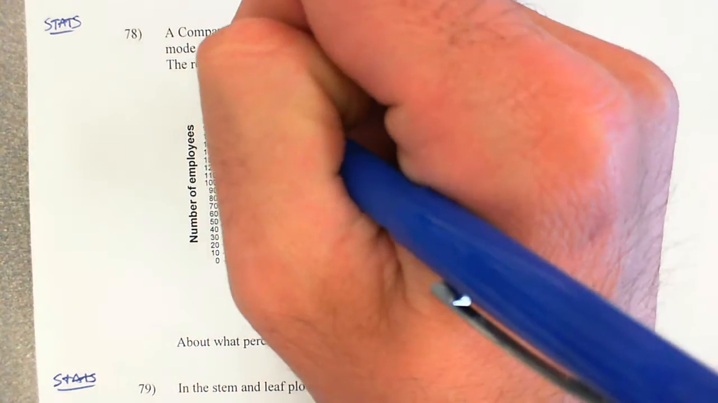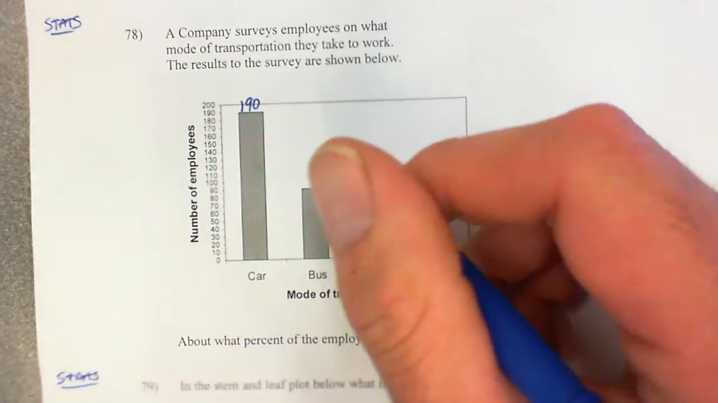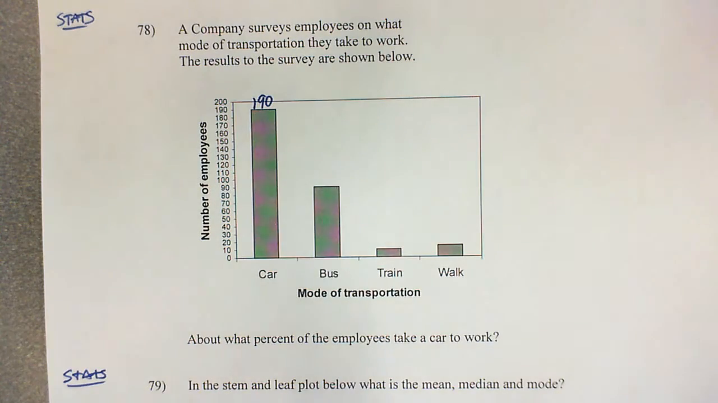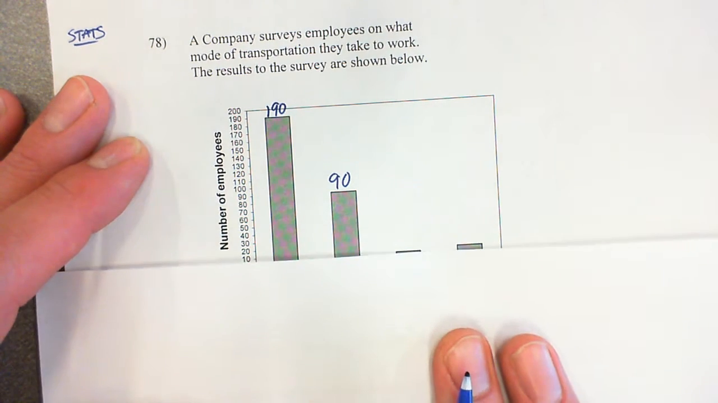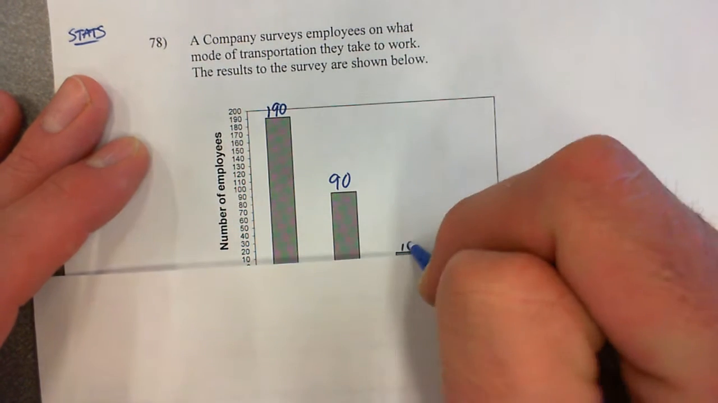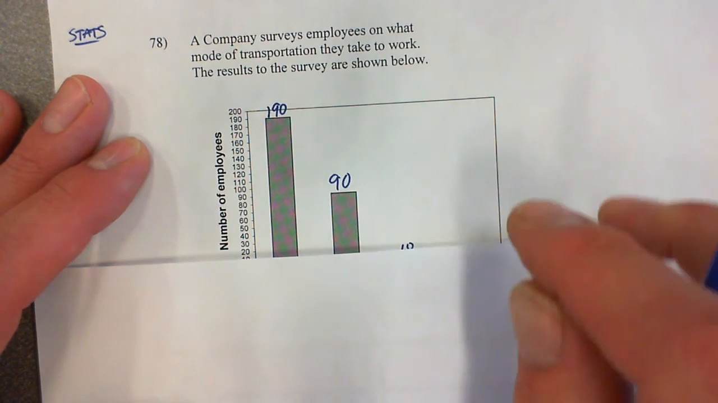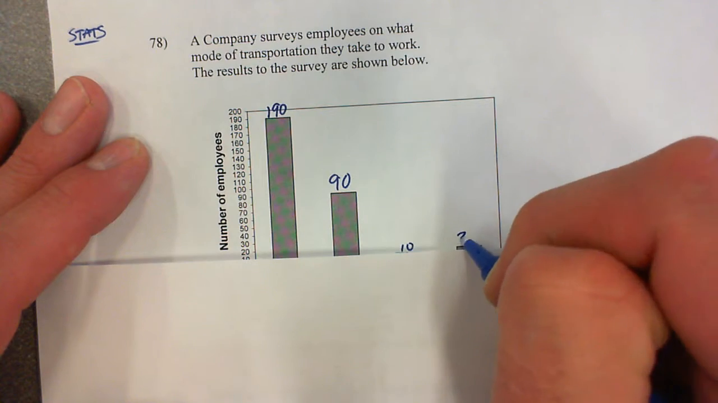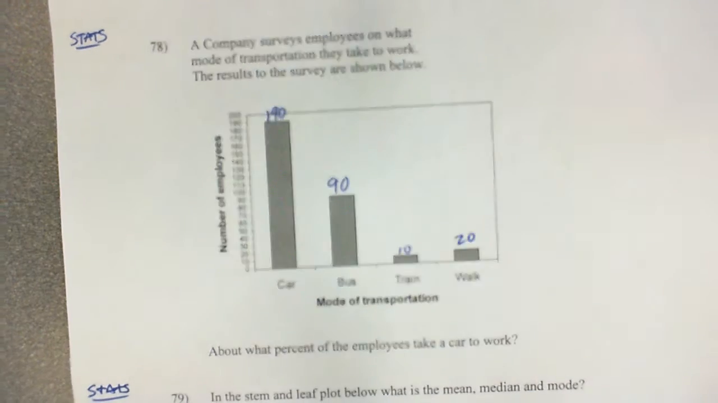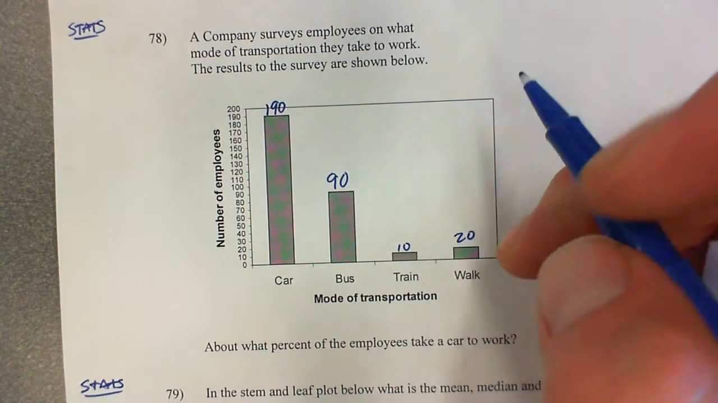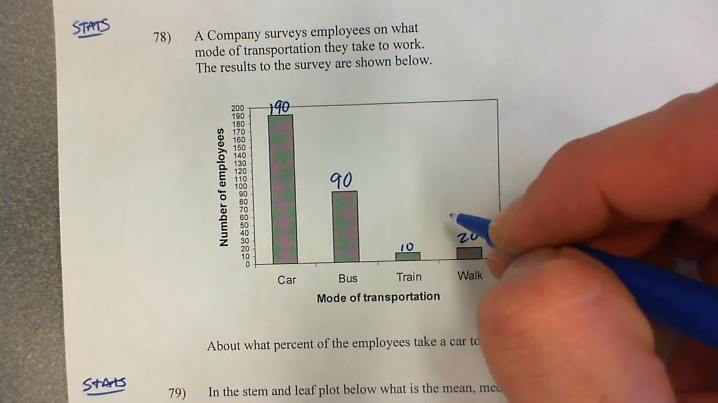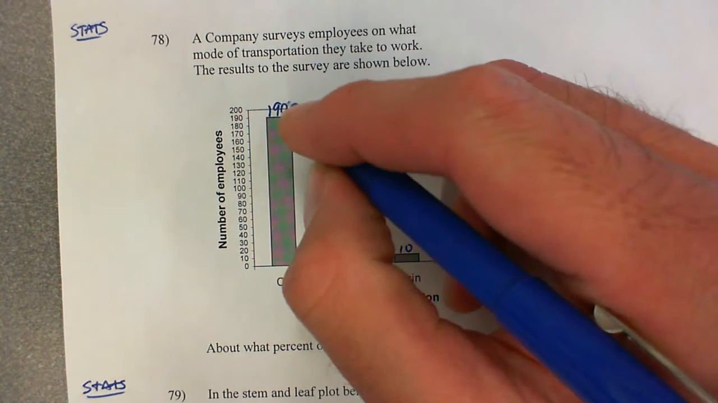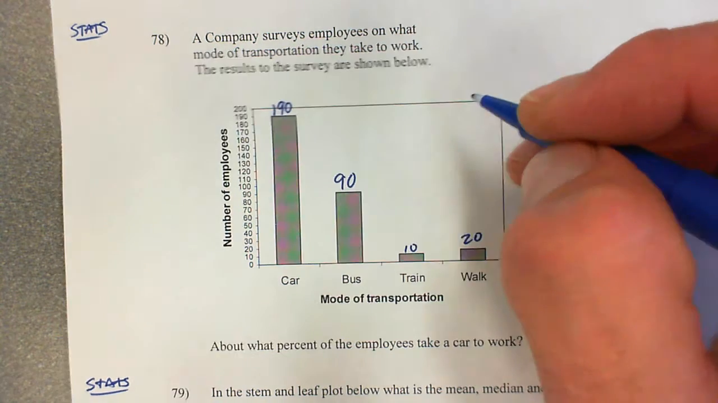So this one looks like it's at 190. Okay, now this one, you might need to take a piece of paper and line this up. So this one looks like that's about 90. And then this one here looks like this is about 10. And that one looks like it's about 20. Okay. So if we add this up, 90 and 10, this is 100. And then 20 and 190 is 210.